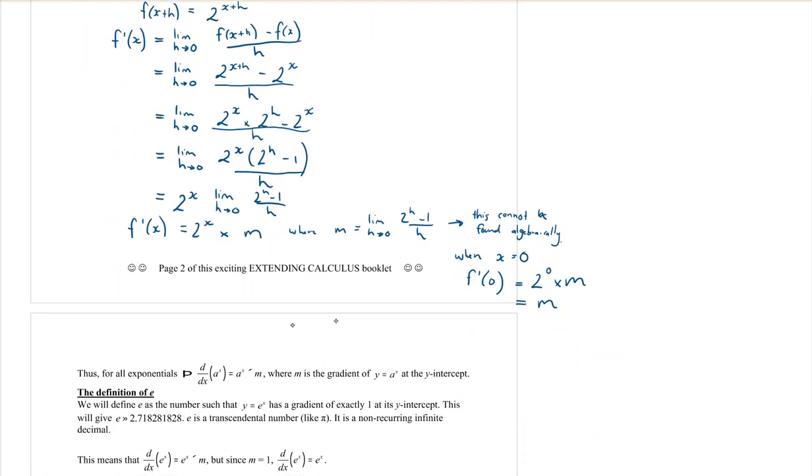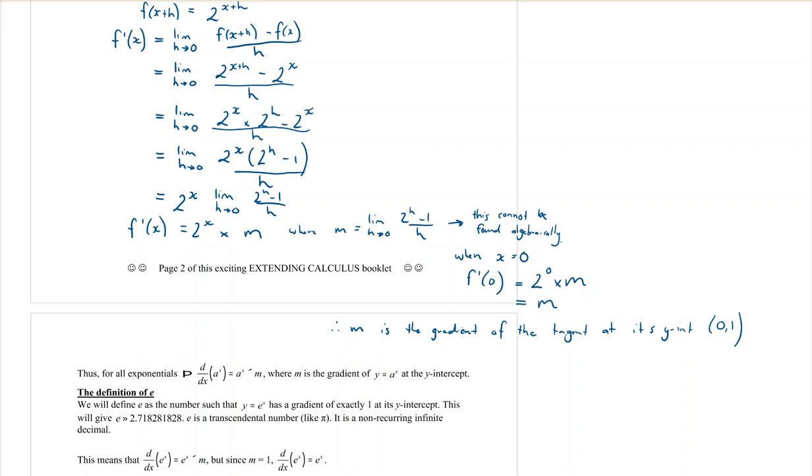So m is the gradient of the tangent at its y-intercept, which was the point (0, 1). All exponentials, unless we manipulate them too much, go through that point (0, 1). So m is always going to be equal to the gradient of the tangent at x equals 0, or at the point (0, 1).